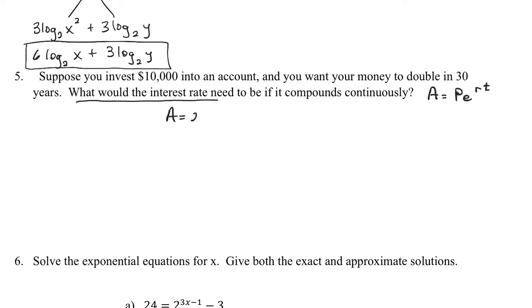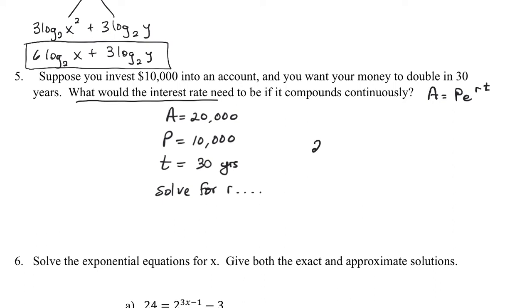So the future amount is $20,000. The principal investment is $10,000. Time is 30 years. We need to solve for R. So using the formula, 20,000 for A equals 10,000 for P. Now we need to solve for R. R is the variable and it's an exponent. And we can't solve for a variable if it's an exponent. So we need to use logarithms. This is an exponential equation. The way that we solve exponential equations is to use a logarithm. Now the logarithm that's going to cancel a base E, remember, is natural log.